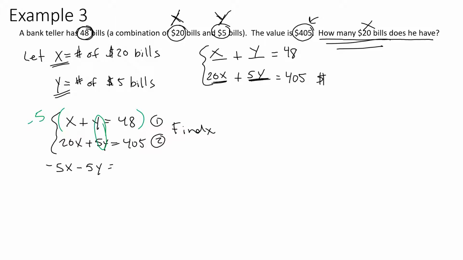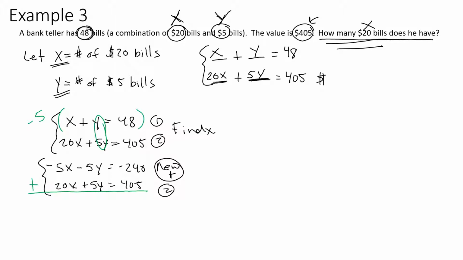So here's what I get if I multiply that first equation by -5. 48 times 5 gives me -240. So that's my new equation number 1. And then 2 will stay the same. All right, so that's my new system. So now I'm going to add down. $405 minus 240 gives me 165.